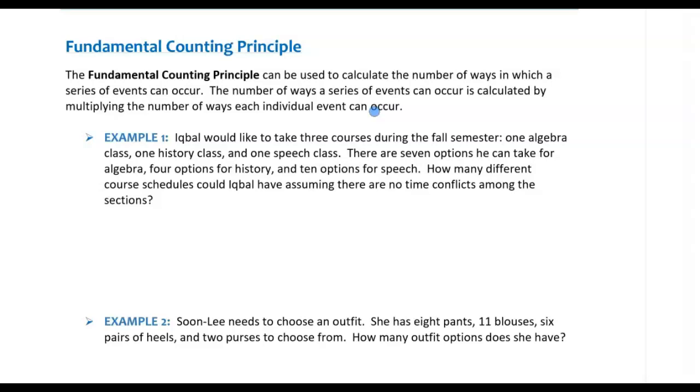Example 1. Iqbal would like to take 3 courses during the fall semester: 1 algebra class, 1 history class, and 1 speech class. There are 7 options he can take for algebra, 4 options for history, and 10 options for speech. How many different course schedules could Iqbal have, assuming there are no time conflicts among sections?